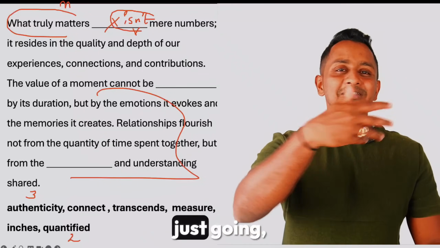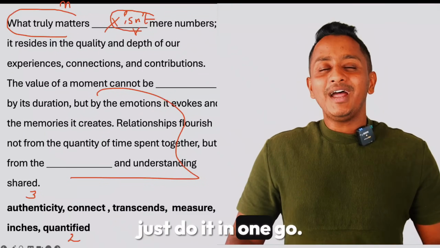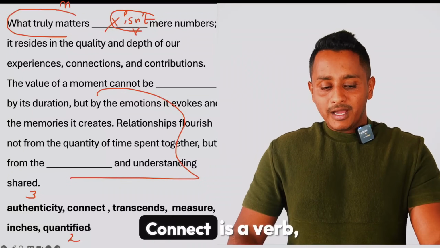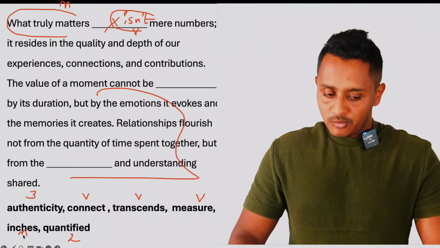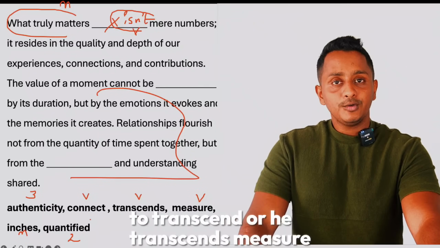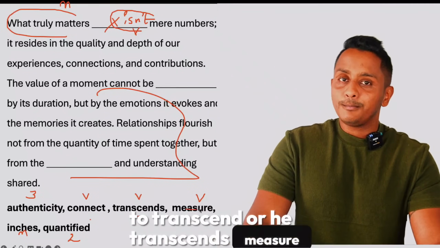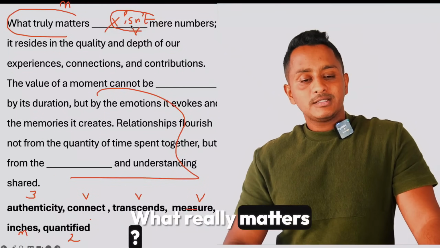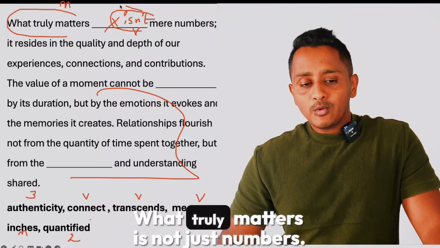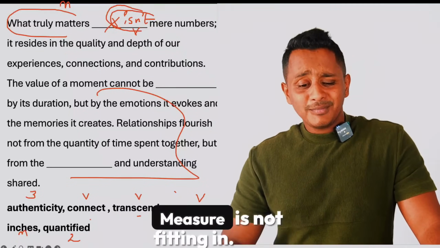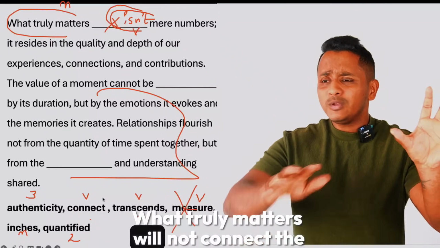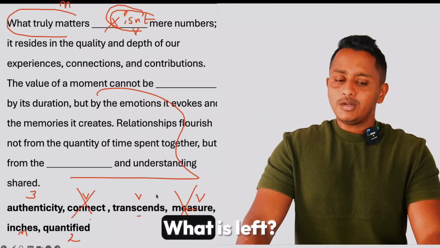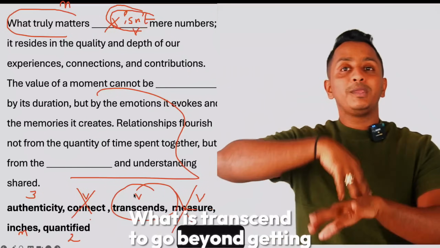What people end up doing is just doing it in one go. 100% it's gonna be wrong. Connect is a verb. Transcends is a verb. Measure is a verb. Inches is a noun. To connect, to transcend, or he transcends. Measure: what truly matters measure just numbers? What truly matters is not just numbers. Measure is not fitting in. What truly matters connect just numbers? What truly matters will not connect the numbers. What is left? Transcends. What is transcend? To go beyond.